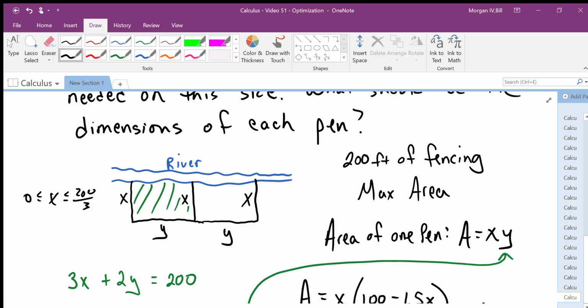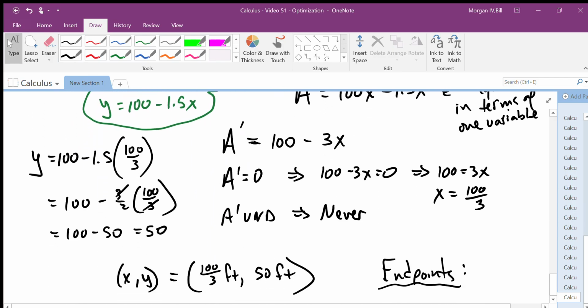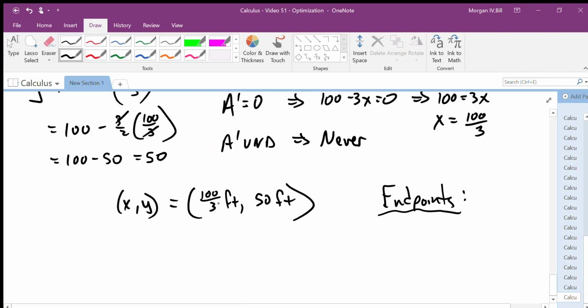That's my endpoints. But in each of these cases, the area would be 0, because I really wouldn't even have a pen. There'd be no actual area. There'd be just 3 fences lined up next to each other. Or if x is 0, I've got a fence line, each y being 100 feet, but it's right up against the river. There's no actual area there. So in this case, the endpoints are giving us minimums, not maximums. The maximum area is going to come from when x is 100/3 feet and when y is 50 feet. So endpoints here give area equal to 0. They minimize the area.